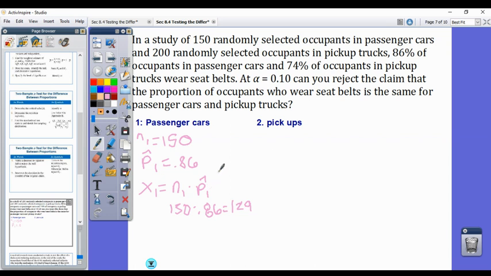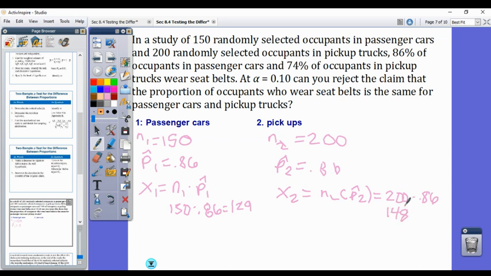So that means of the 150 people that they surveyed, 129 of them were wearing their seatbelts. All right, so now with our pickup trucks, we have n sub 2 is 200. In this case, p hat sub 2 is 0.86. So x sub 2 is going to be n sub 2 times p hat sub 2, which is 200 times 0.86. And if I do that, I'm going to get 148.